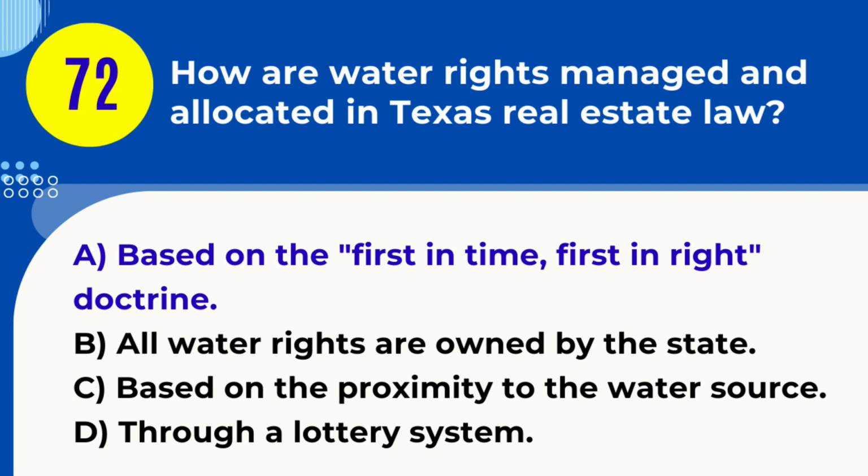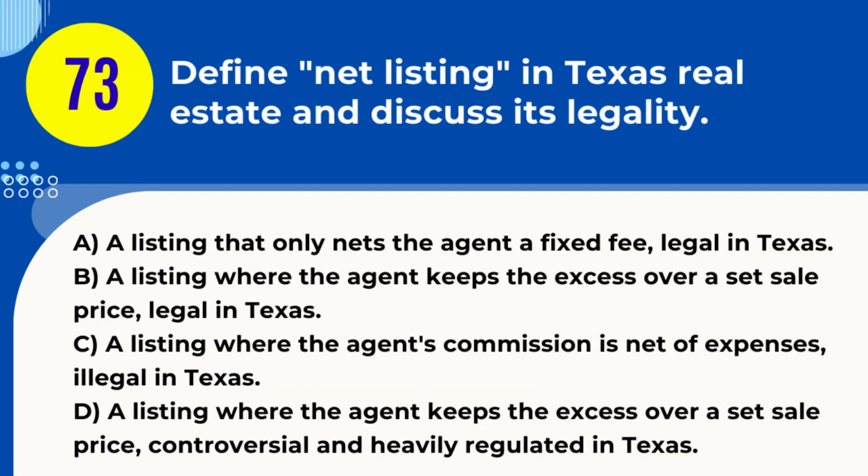Explanation. In Texas, water rights are generally managed based on the doctrine of first in time, first in right, which means that those who have legally secured their water rights earlier have priority over those who secure them later. Question 73. Define net listing in Texas real estate and discuss its legality.